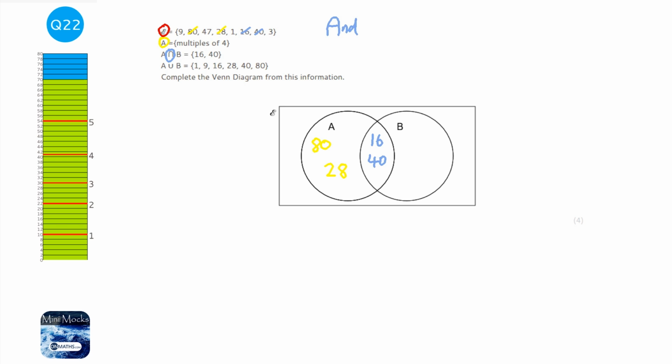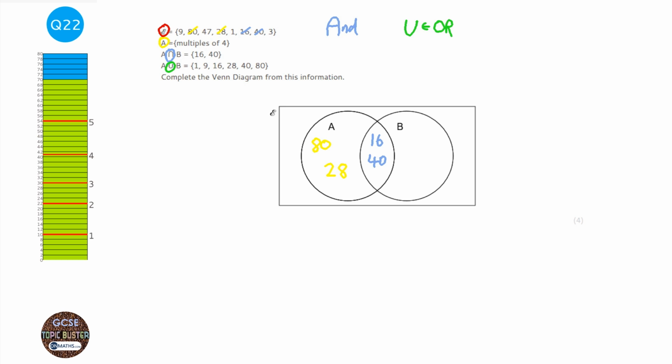So this last one says A union B. Now the union is just a posh way of saying or. It can be in A, it can be in B, it can be in both. So it's either in A or in B or in both. Okay, it's just in the Venn diagram.